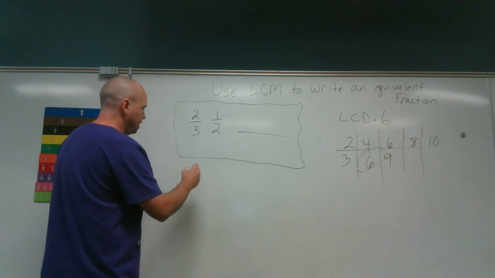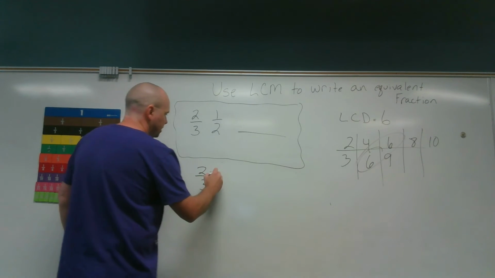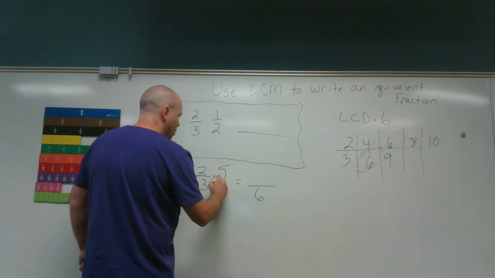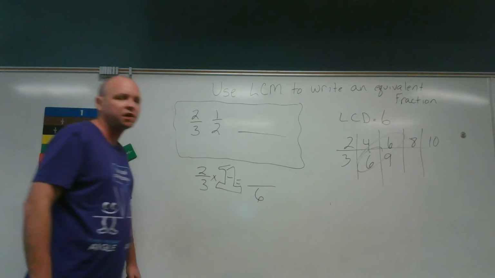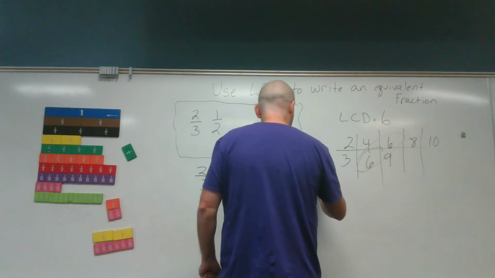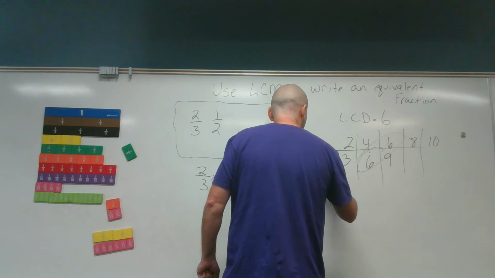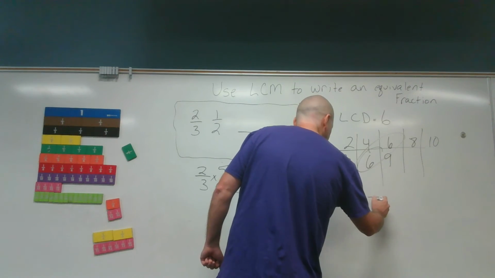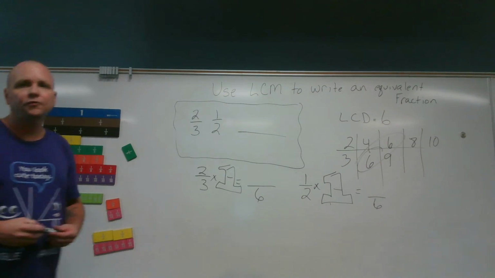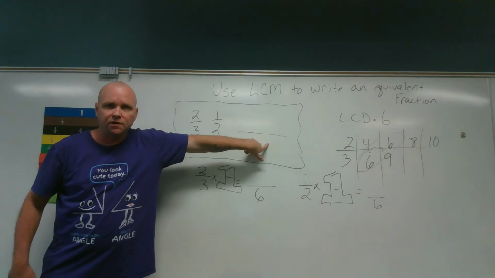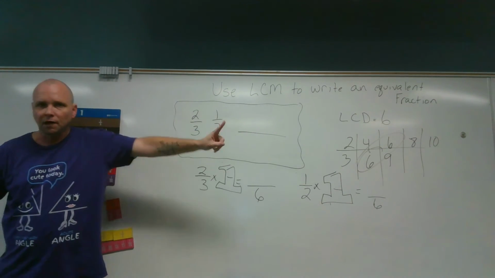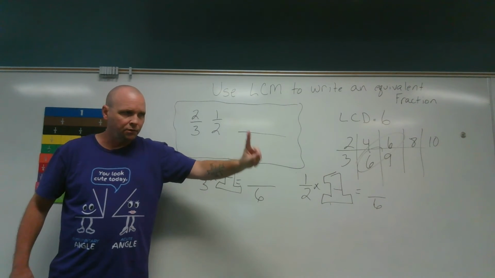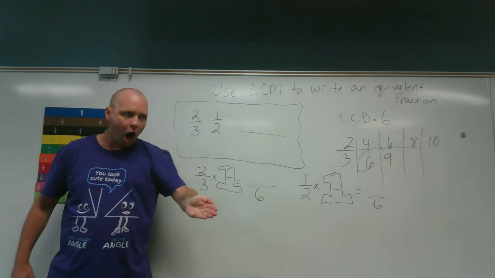So then I need to change each of these so that they have 6 as a denominator, and I multiply by 1, so I'm not changing the value. I need to do that with 2/3. I need to do that with 1/2. I'm doing that with both of these because my answer up here is 2 fractions in this blank. Not 1, but 2. I need 2, otherwise I have to mark it wrong.